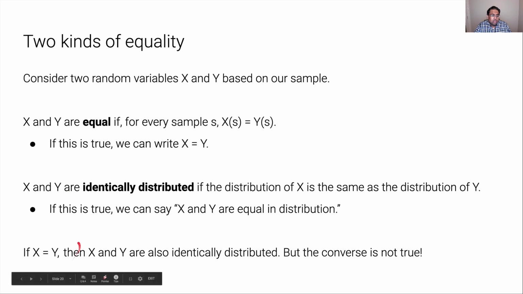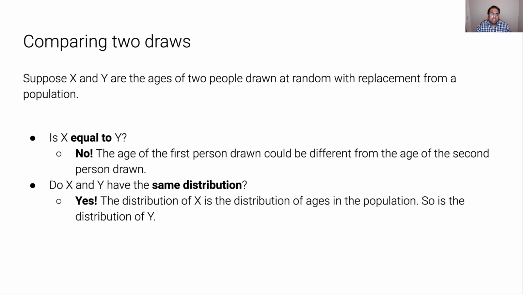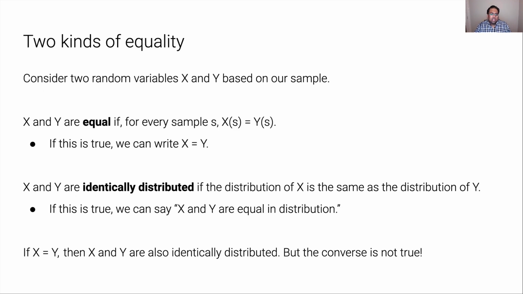And so down here, we have the fact that this first statement is stronger than the second statement. If X and Y are equal, then it is also true that they are identically distributed. But just because X and Y are identically distributed does not make them equal. So this first statement implies the second statement, but the second statement does not imply the first. In both of the examples that we looked at, taking people's ages from a population and rolls of a die, X and Y were identically distributed, but not equal.